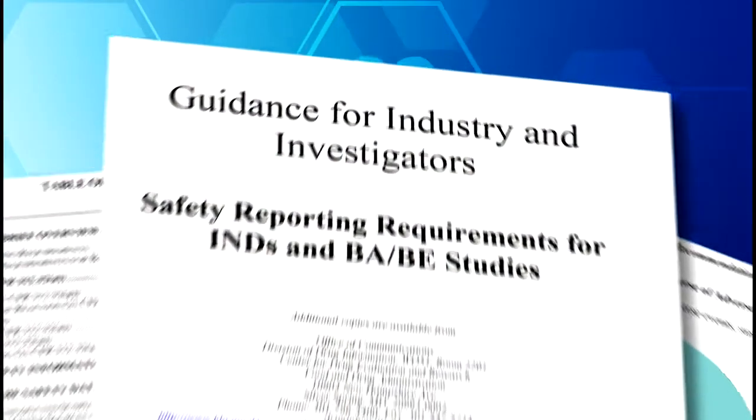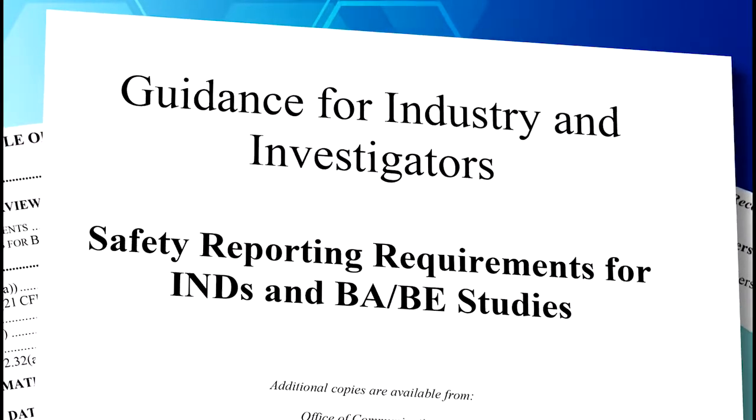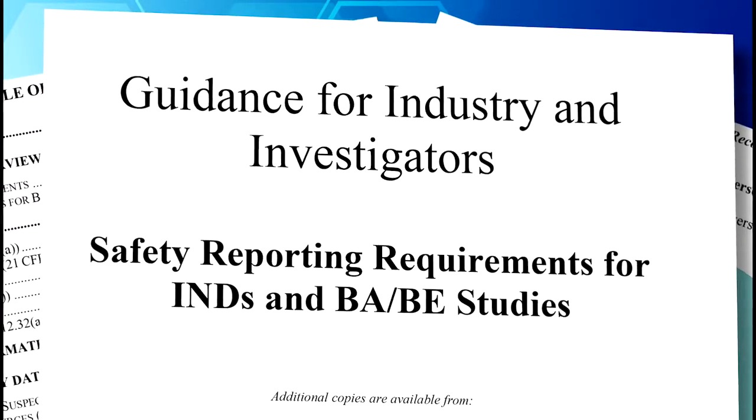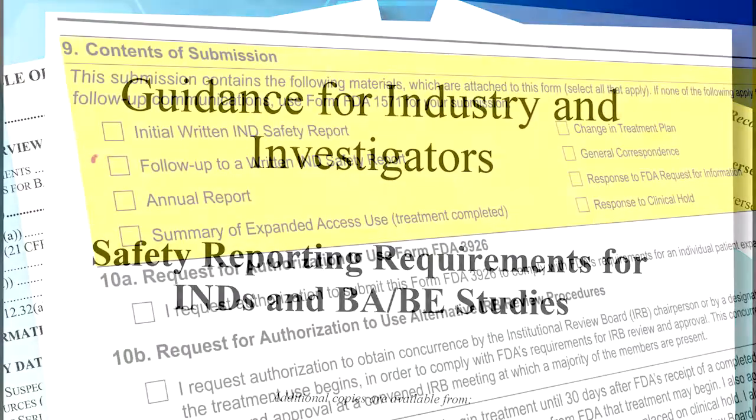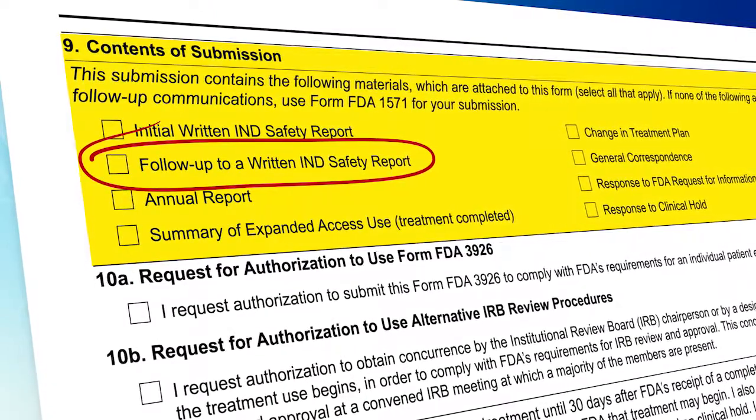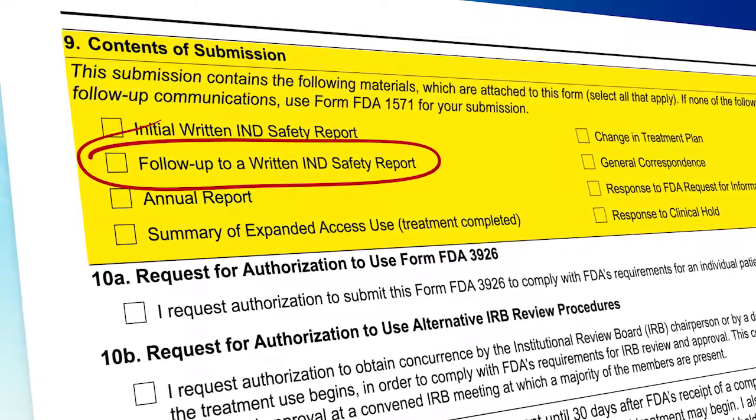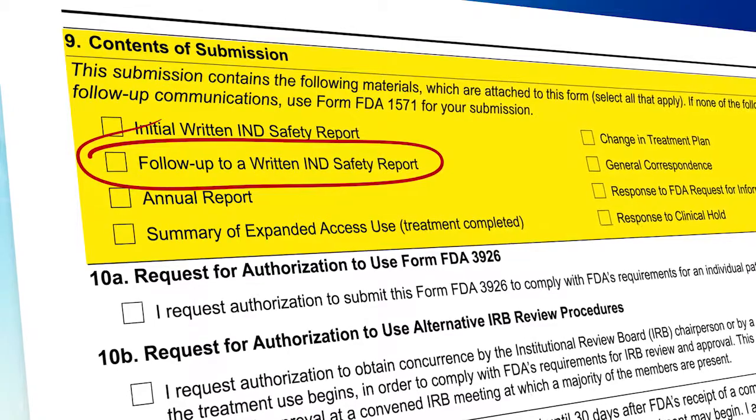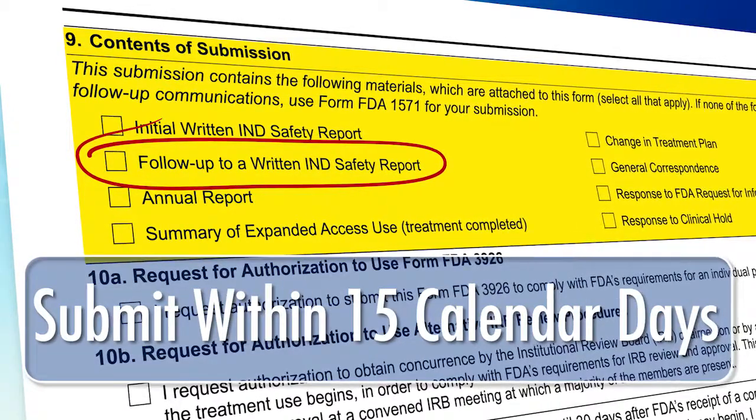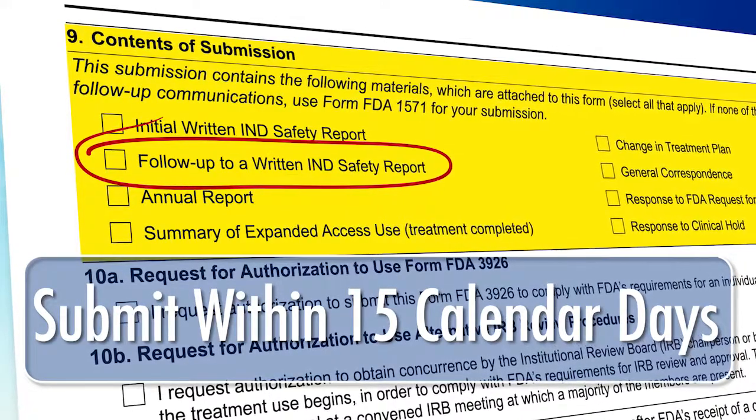FDA's regulations are available online at ecfr.gov. Review FDA's guidance for industry and investigators, Safety Reporting Requirements for INDs and BA/BE Studies, for more information. Checkbox 2, follow up to a written IND safety report, if you are submitting follow-up information to an initial written safety report. This usually includes more details about the adverse event. Follow-up information must be submitted to FDA within 15 calendar days of receiving the information.